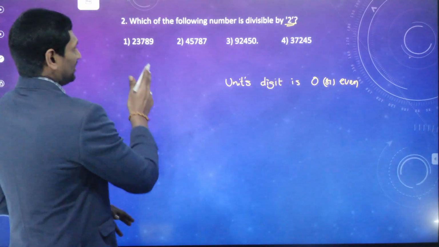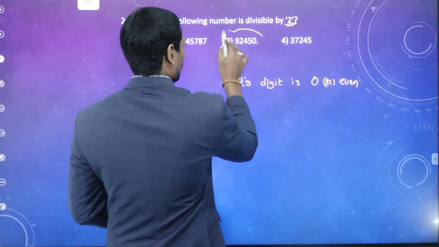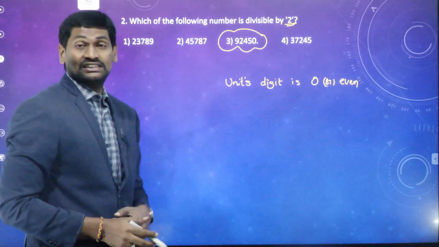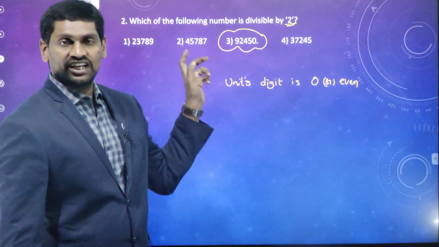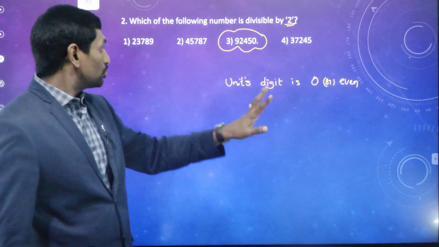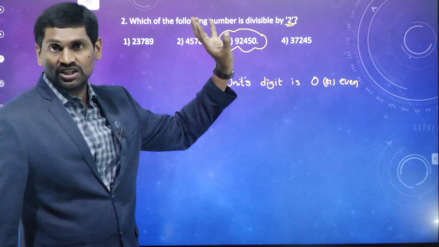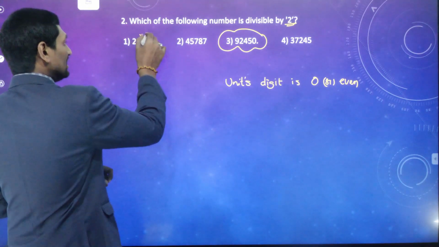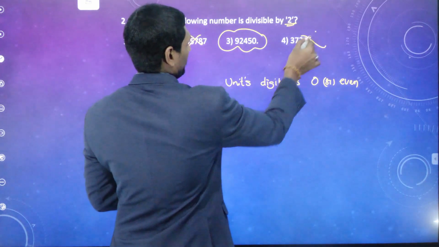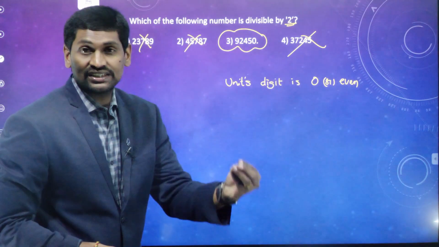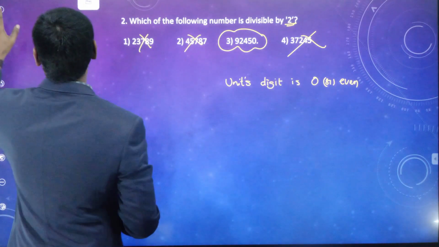Among them, option 3: the units place digit is 0, then the entire number is exactly divisible by 2. So we need to check only option 3, which will be the correct answer. The remaining are all incorrect, because they all end with an odd digit.